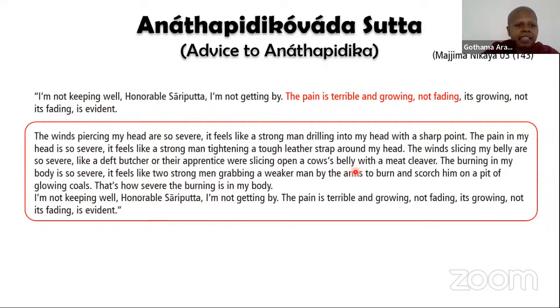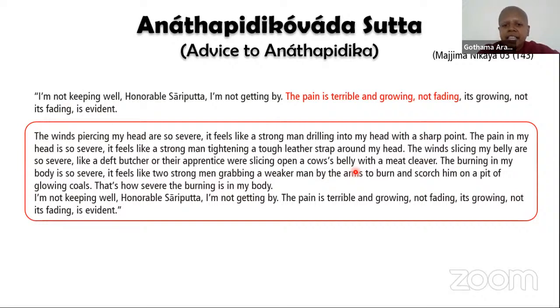The winds piercing my head are so severe. It feels like a strong man drilling into my head with a sharp point. I get such a pain. The pain in my head is so severe. It feels like a strong man tightening a tough leather strap around my head. It's like two strong men pushing his head with a very tough leather strap around it.